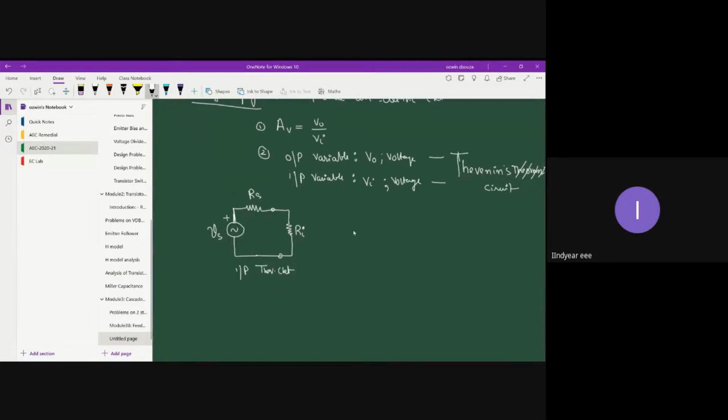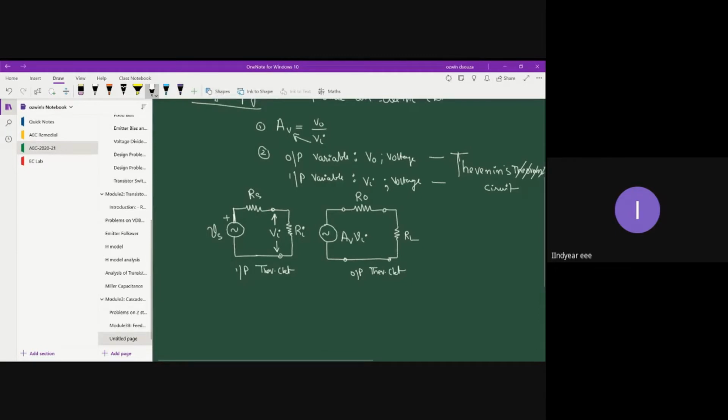Similarly, on the output side, let us construct the output Thevenin circuit. On the output side, output voltage is observed, right? So let us define the output as, you just cross multiply, V0 is AV times Vi, where Vi is the voltage measured across the input resistance Ri. And then you have the output impedance, which is taken as R0, connected across the external load resistance RL. So this is your output Thevenin's circuit.